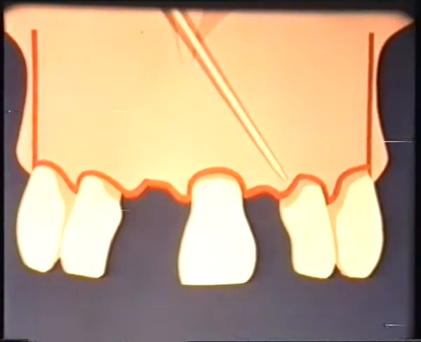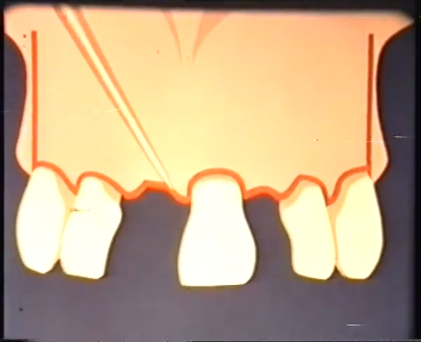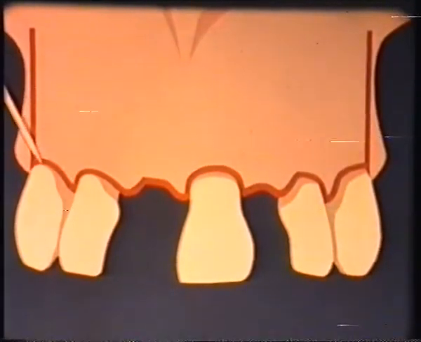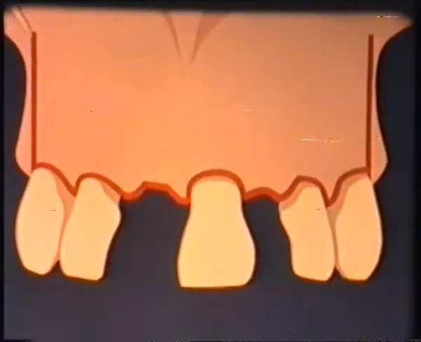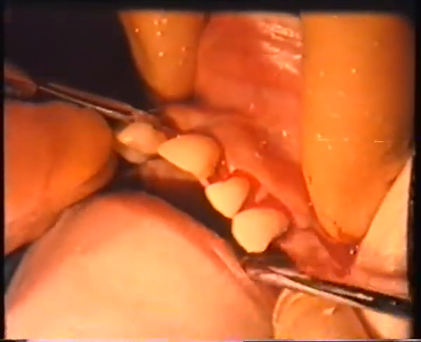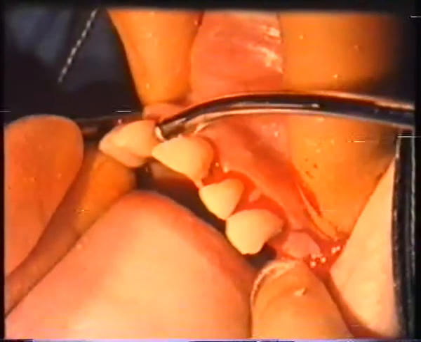The first stage in surgery is to make an incision through the mucoperiosteum, commencing at the distal aspect of the left upper canine and continuing across the gingival margins of the standing teeth to the distal aspect of the right canine. This incision is now being carried out.